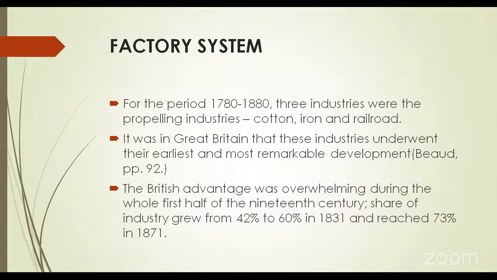Share of industries grew from 42% to 60% and reached 73% in 87. Now, obviously, Britain was the first place to have this industry set up. The manufacturing went through the roof. And then you will see how this impacted the British citizens, how the labor movement happened, the conditions of the labor in Britain at that time. There are consequences. Everything has consequences. As I was telling yesterday, everything that is done has intended consequences and unintended consequences.